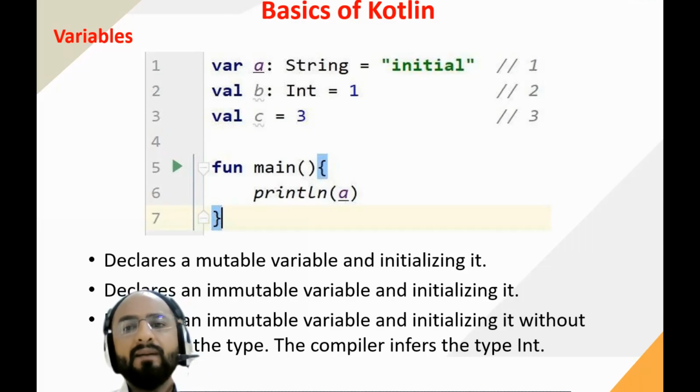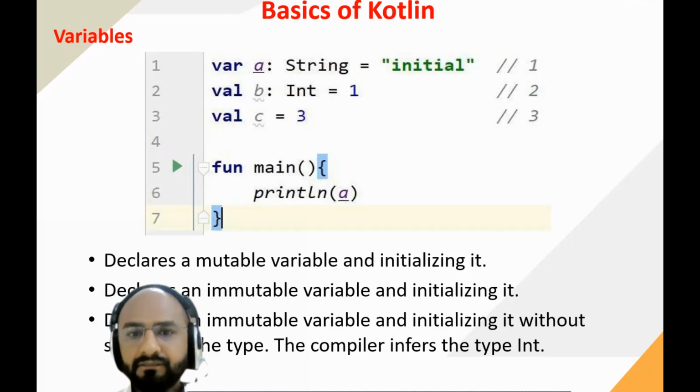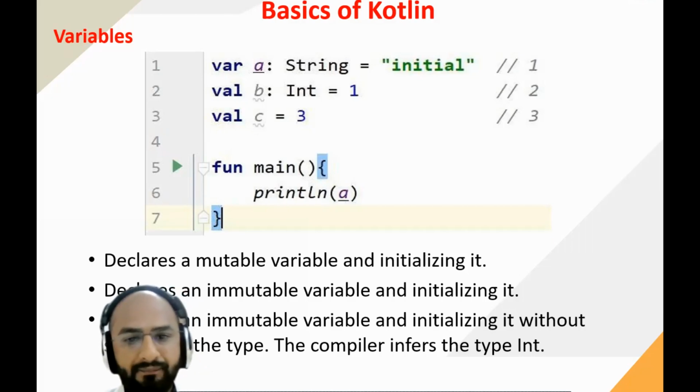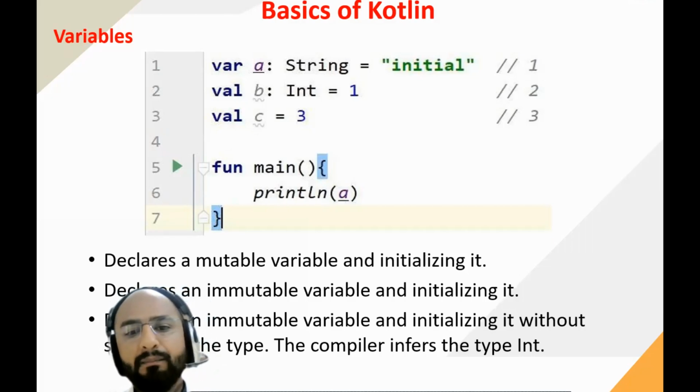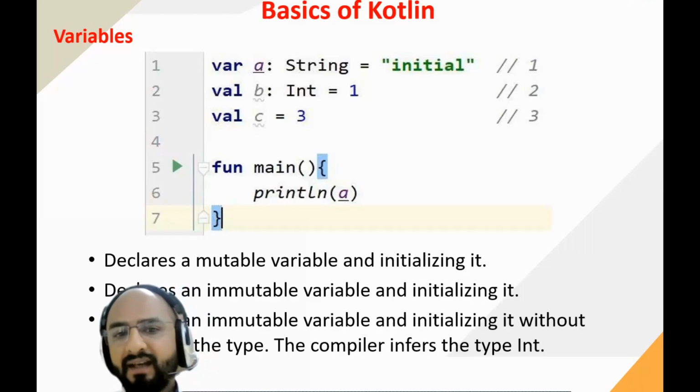And equal to, you can provide the initial value of the particular variable. In the second line, I have created a variable by using the val keyword, colon, integer equal to 1. So you can see that by using the var keyword, you can create a mutable variable, and by using the val keyword, you can create an immutable variable.